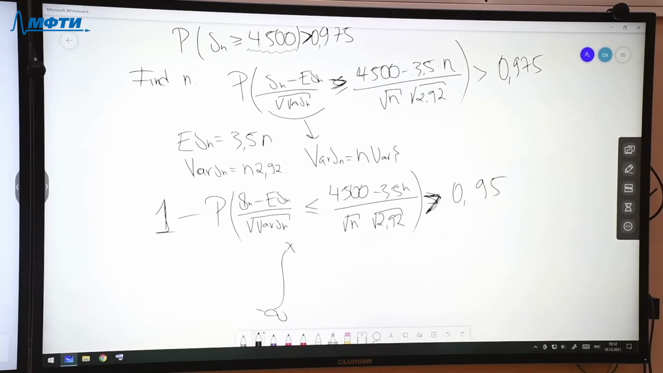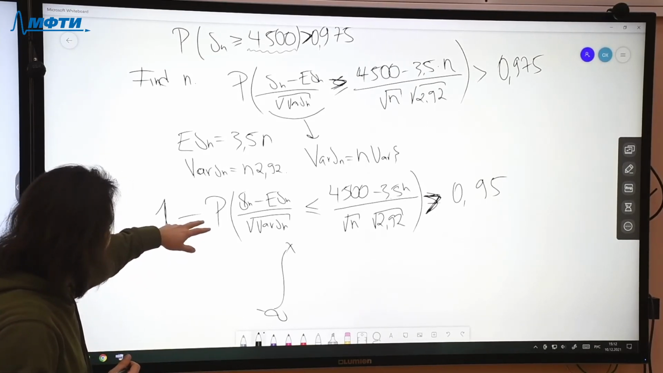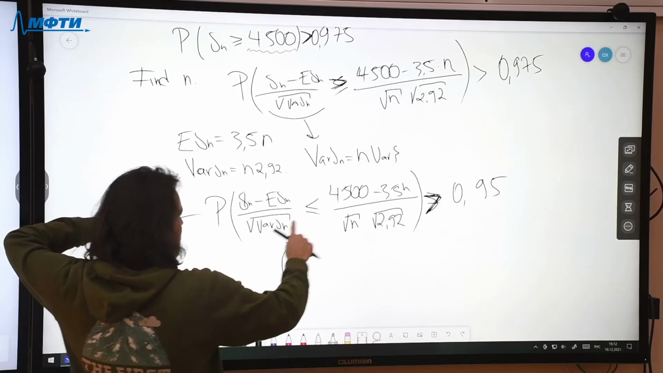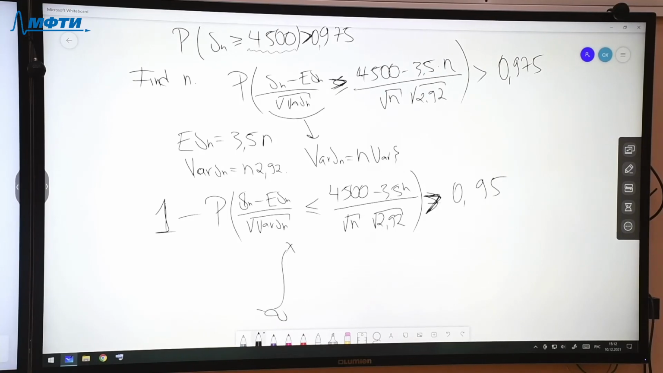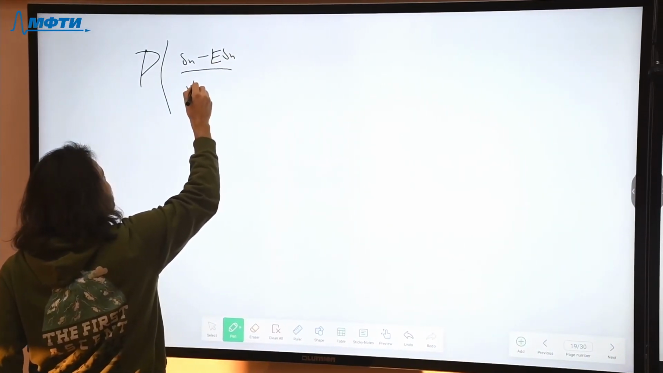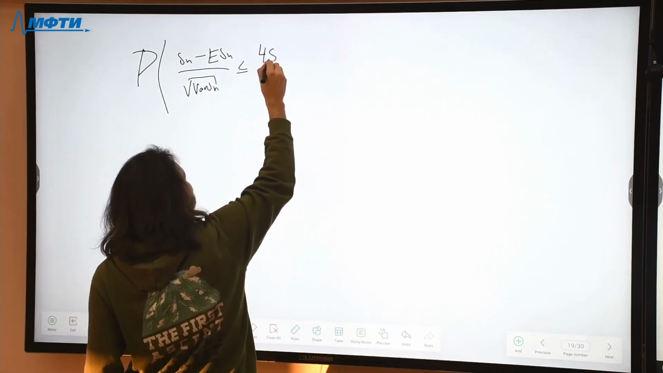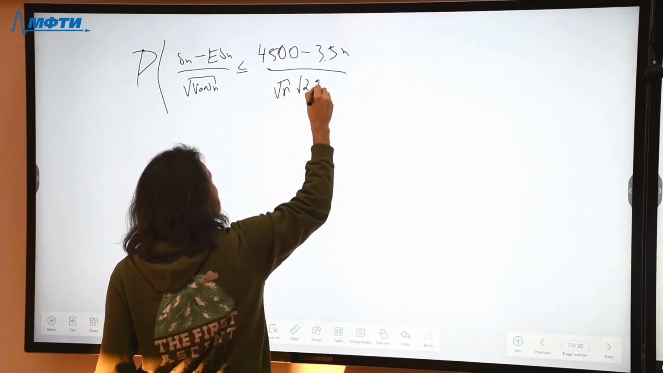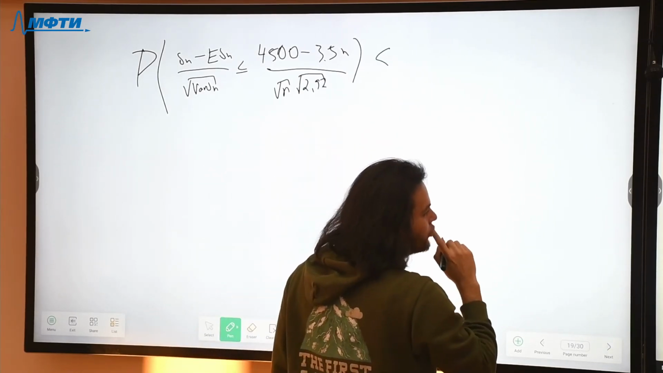Okay, so what's next? I need to find such value. So if I have here 1 minus this, then I can put this probability there and this number here. And I get that the probability that Sn minus expected value of Sn over the square root of the variance of Sn is less or equal than this should be less than 0.025.